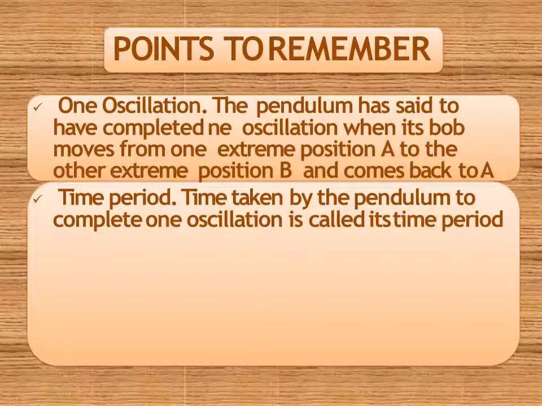That means one oscillation. The pendulum is said to have completed one oscillation when its bob moves from one extreme position A to the other extreme position B and comes back to A. That means, as I said, from A to B and back again. So, time period again. What do we mean by the time period of an oscillation? The time taken by the pendulum to complete one oscillation is called its time period.